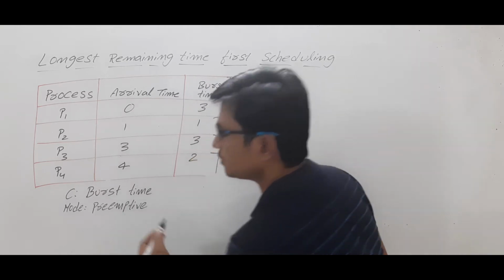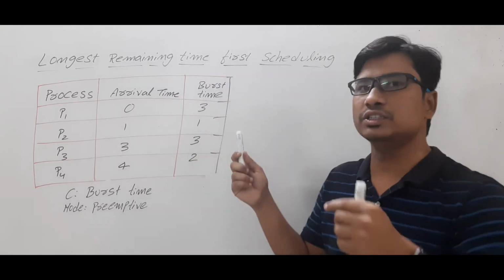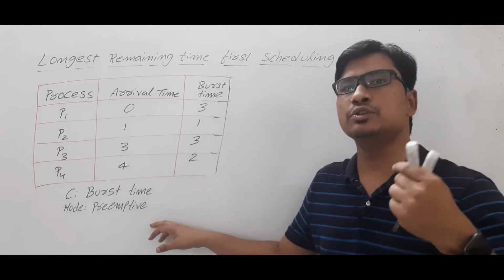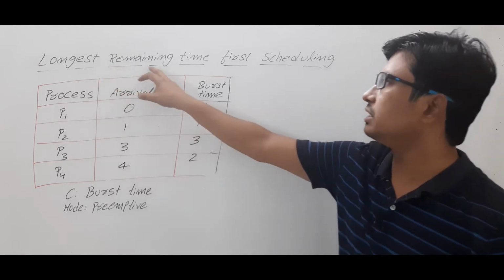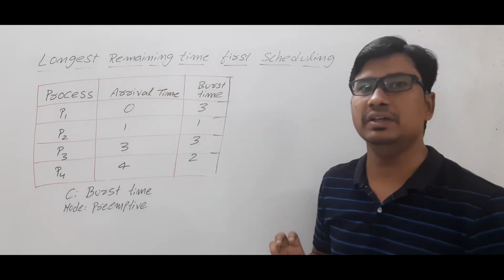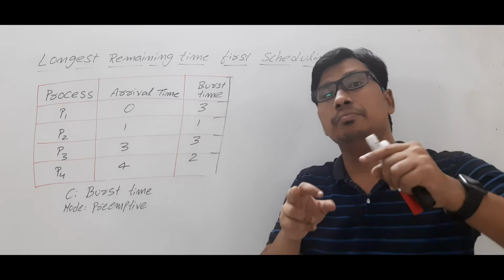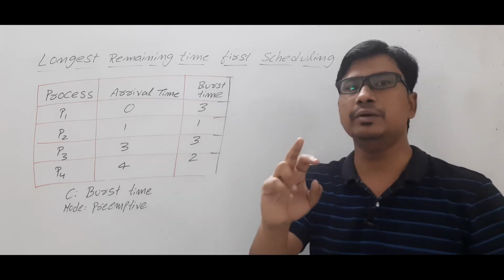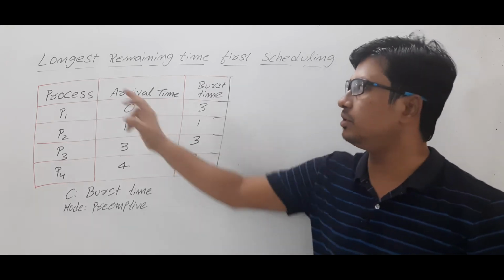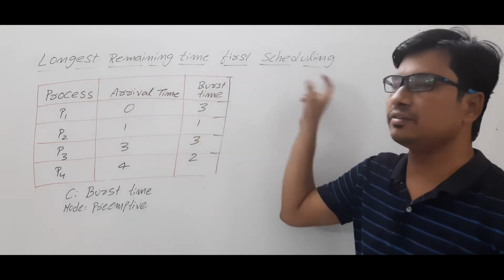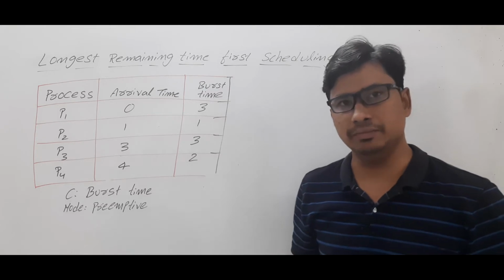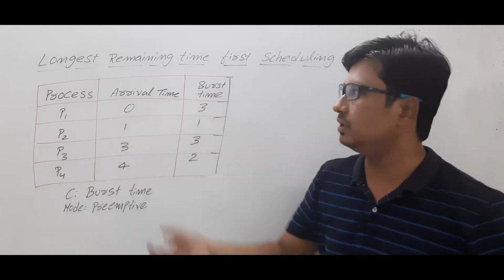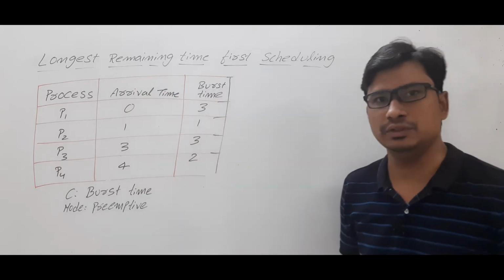In the last video, we discussed the longest job first scheduling algorithm, which is non-preemptive. Sometimes, to confuse you, instead of giving it as the longest remaining time first scheduling algorithm, they may give it as the preemptive longest job first scheduling algorithm. If they say preemptive longest job first, or if they say longest remaining time first, both are the same. Okay, now with this knowledge, let me solve this example using the longest remaining time first scheduling algorithm.